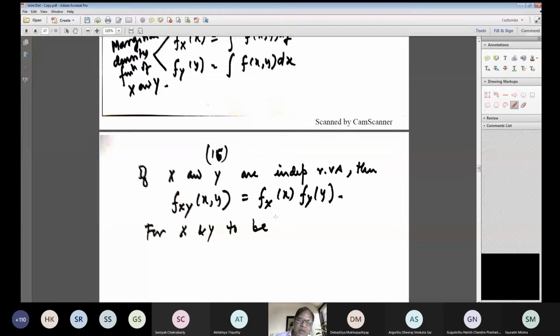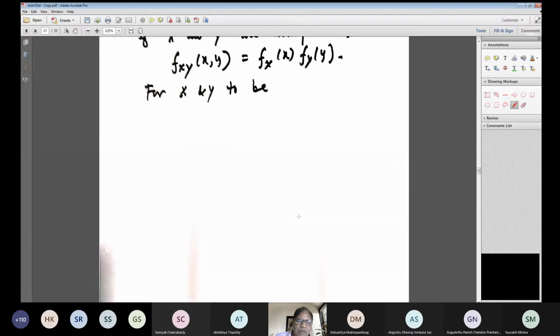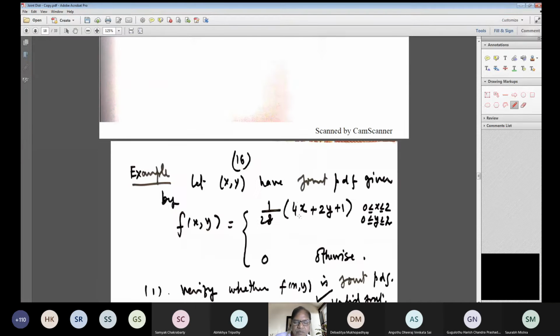So for x and y to be independent, we have to check, if two random variables are given, whether they are independent or not. In that case, we have a joint density function. We have to find the marginal density function of x and the marginal of y, and verify this equality. If it is satisfied, then we say that x and y are independent. Otherwise, no. So I'll take up one example to show you.